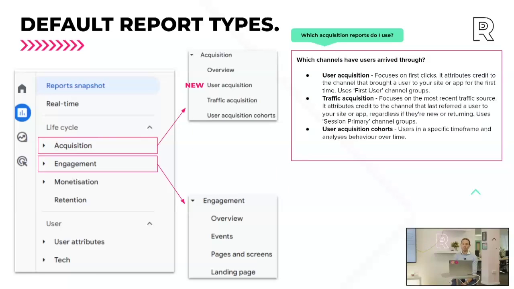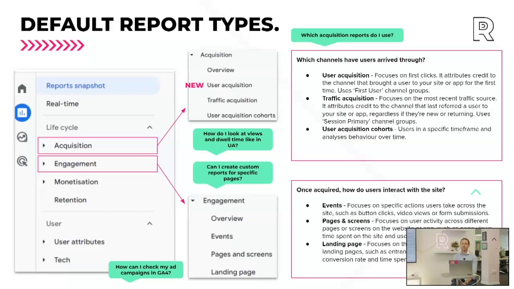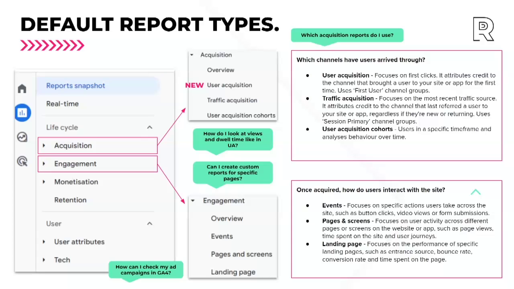The engagement reports, so they come in, again, a number of flavors, and there are a few questions that we got in advance that might be answered here. So the events report focuses on sort of specific actions on your website. So what are people doing once they're on the site? The pages and screens focuses kind of on page-related metrics. So number of page views, what used to be called dwell time. It's not called that anymore. We'll touch on that a bit later.